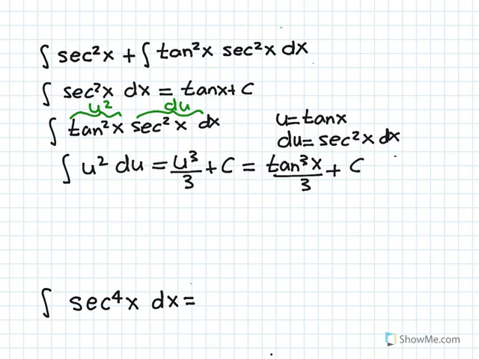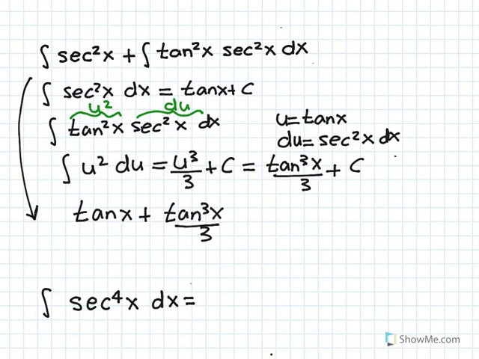So let's now put everything together. This integral is going to be the integral of sec squared x, that's just tan x. And the second integral, we did U substitution, and we found that to be tan cubed x divided by 3 plus c. So the integral of secant to the fourth x dx is found to be tangent x plus tan cubed x divided by 3 plus c.